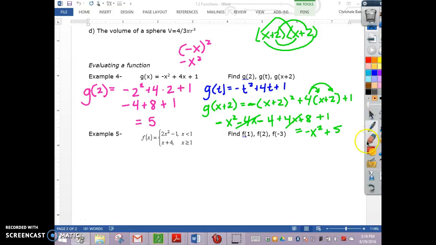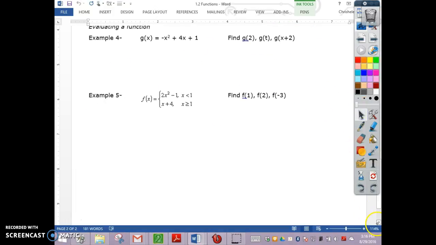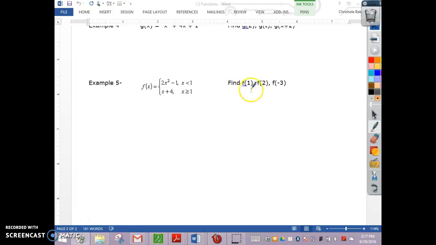Okay, the last one is called a piecewise function. There are two pieces, and we have to determine which piece to use based on the domain value. So let's look at the first one. They say let's find f of 1. We have to see which category 1 fits into. Is it less than 1 or greater than or equal to 1? It's greater than or equal to 1. 1 is equal to 1.